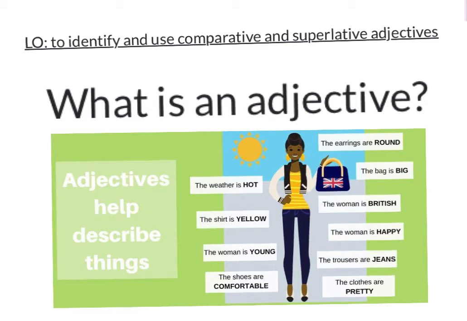These should have full stops at the end, of course. The woman is happy, woman being the noun, happy being the adjective. And like it says here, adjectives help describe things. Okay, so what is a comparative and superlative adjective then?